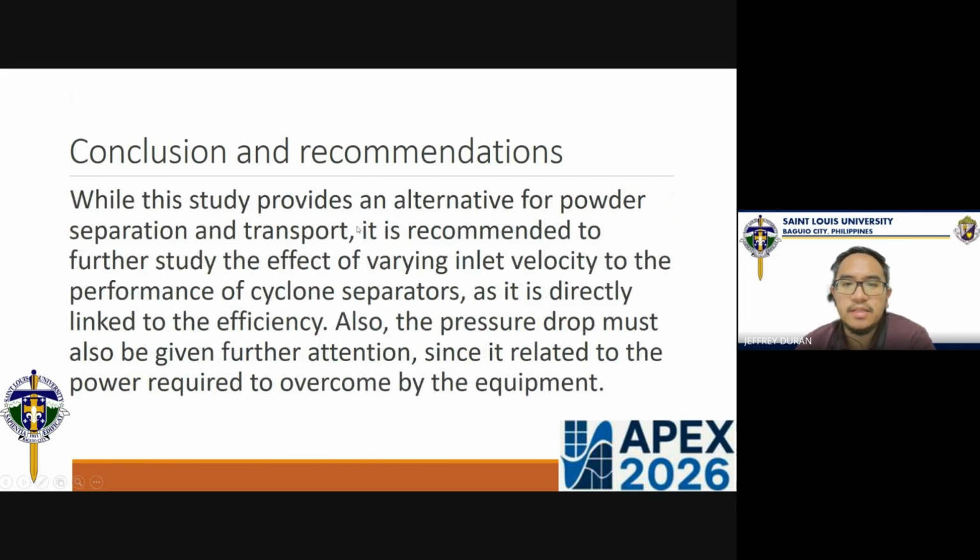While this study provides an alternative for powder separation and transport, it is still recommended that we further study the effect of varying inlet velocity on the performance of cyclone separators, as it is directly linked to the efficiency. Furthermore, there is also a need for further study on the pressure drop, since it is related to the power requirement to overcome the pressure buildup within the equipment.